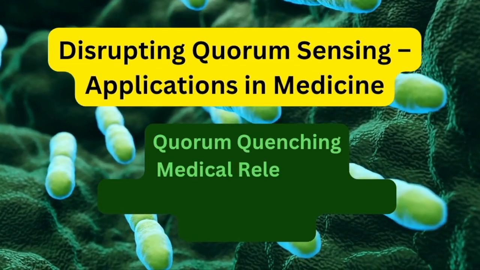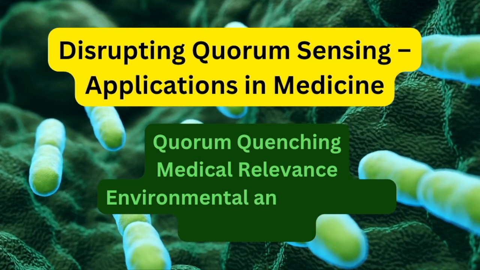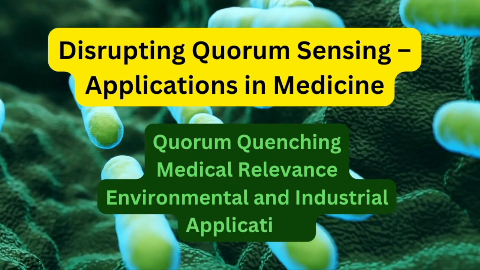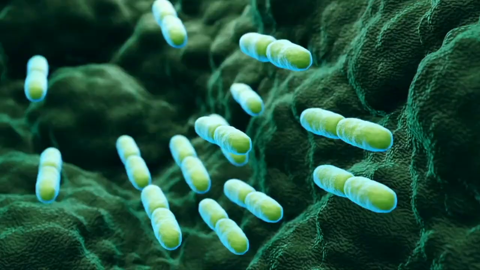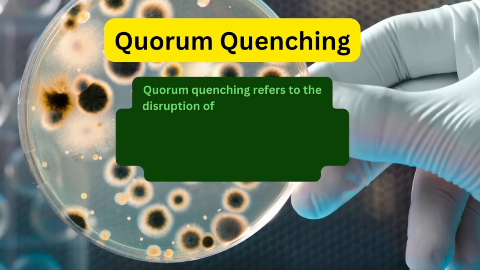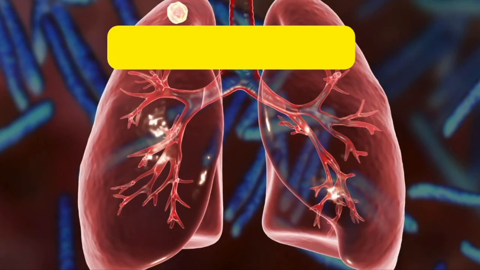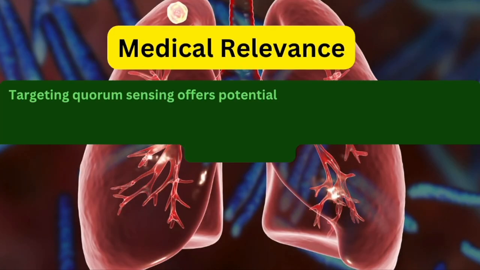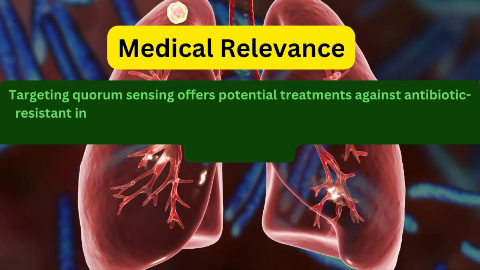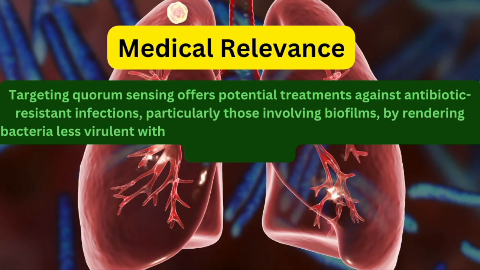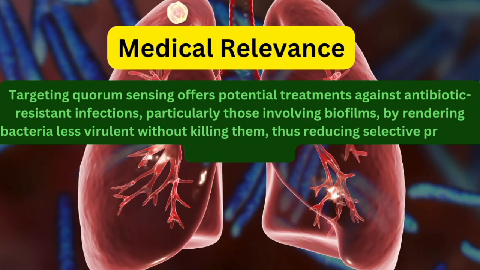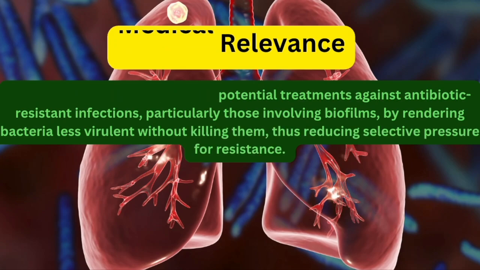Disrupting quorum sensing, applications in medicine. Quorum quenching, medical relevance, and environmental and industrial applications. Quorum quenching refers to the disruption of quorum sensing by degrading or blocking autoinducers, preventing bacteria from coordinating behaviors like biofilm formation. Medically, targeting quorum sensing offers potential treatments against antibiotic-resistant infections, particularly those involving biofilm, by rendering bacteria less virulent without killing them.